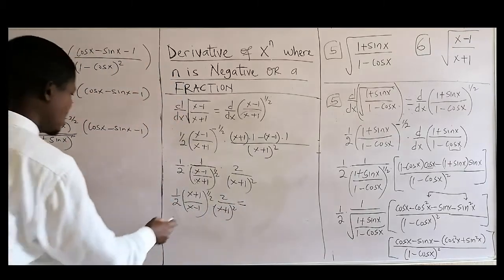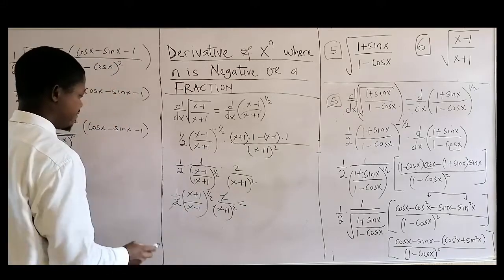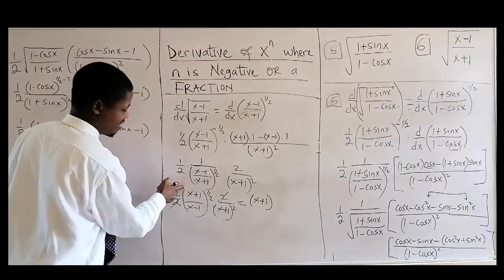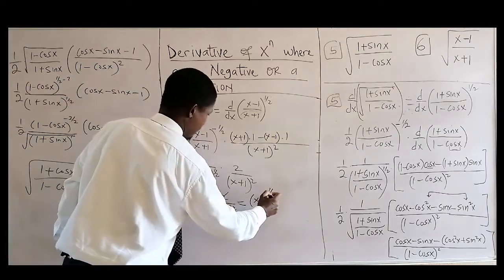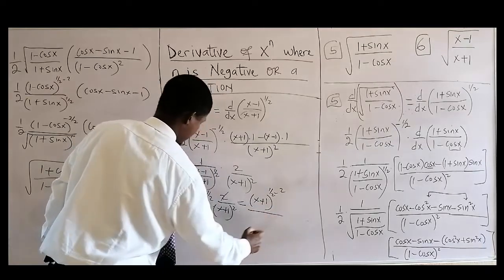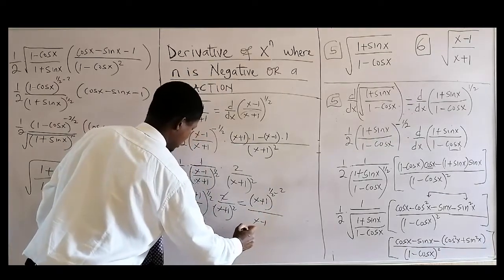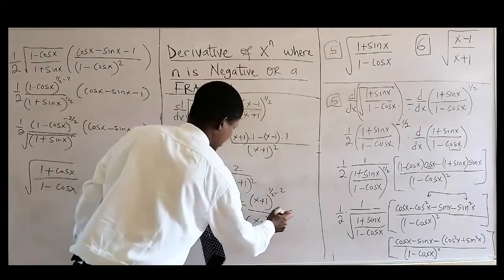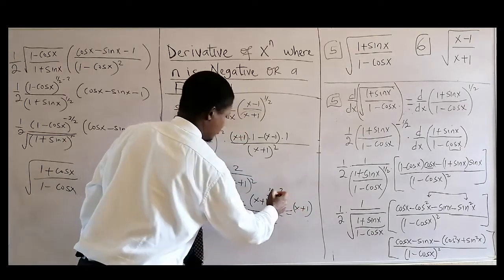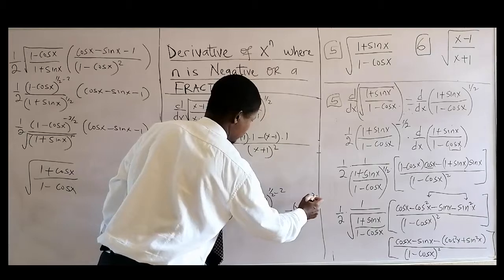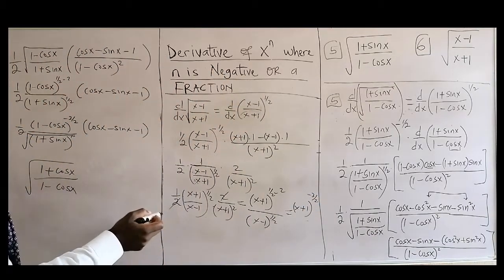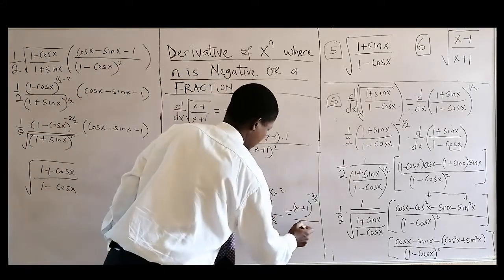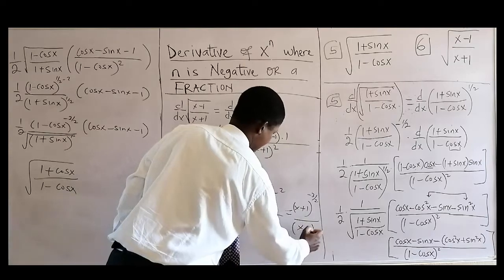Okay, these two will cancel out. Then you have x plus 1, this is the power half. X plus 1 is there, x plus 1 is there. So half minus 2 all over x minus 1 power half. And this will give us x plus 1, half minus 2, that's minus 3 over 2. Yeah, that's 1 minus 4, minus 3 over 2, all over x minus 1 power half.